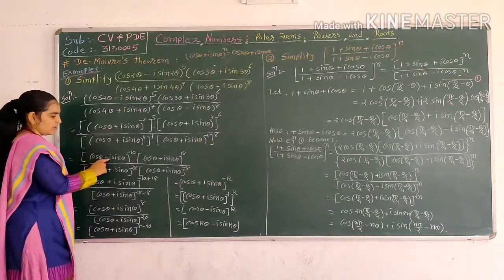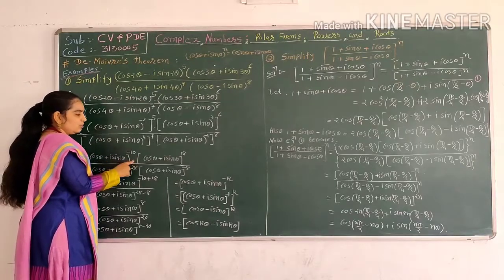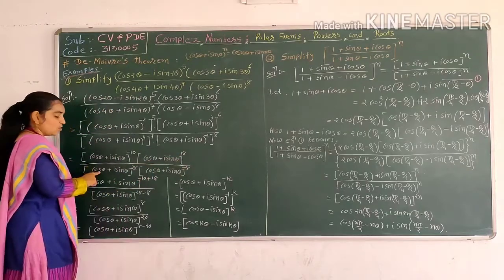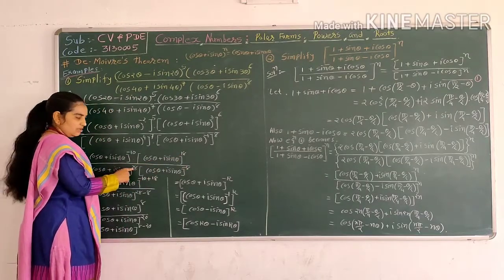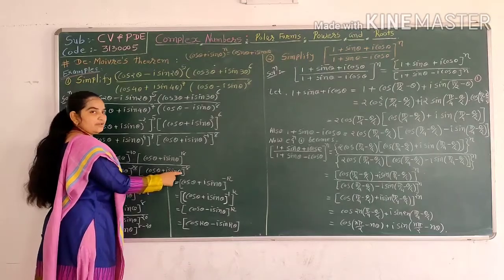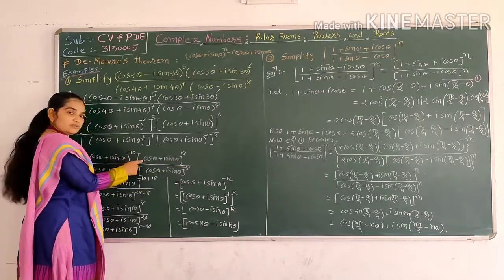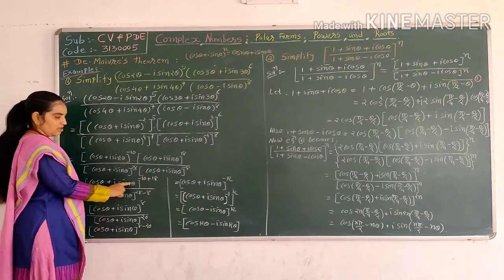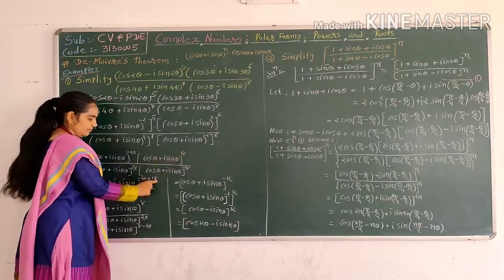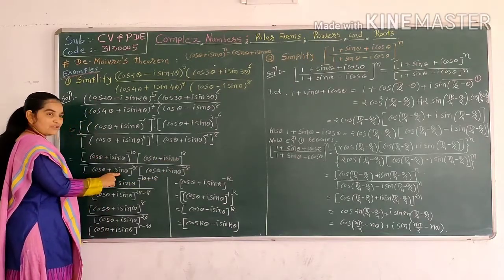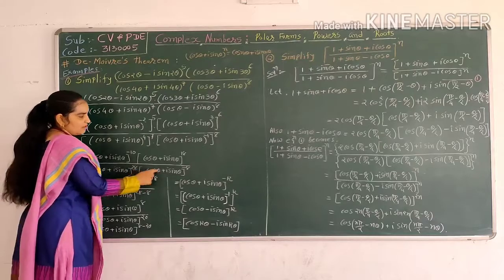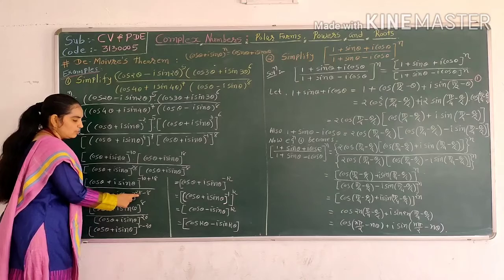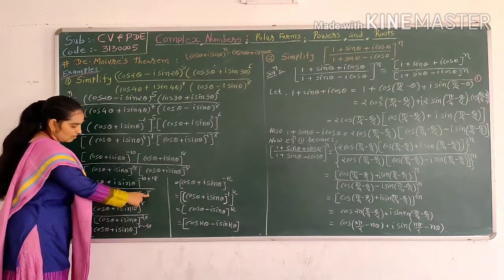Now we can write (cos θ + i sin θ)^−10 × (cos θ + i sin θ)^18, divided by (cos θ + i sin θ)^28 × (cos θ + i sin θ)^−8. Now the bases are the same, so we add the powers. Therefore (cos θ + i sin θ)^(−10+18) divided by (cos θ + i sin θ)^(28−8). Now 18 minus 10 is equal to 8 and 28 minus 8 is equal to 20.